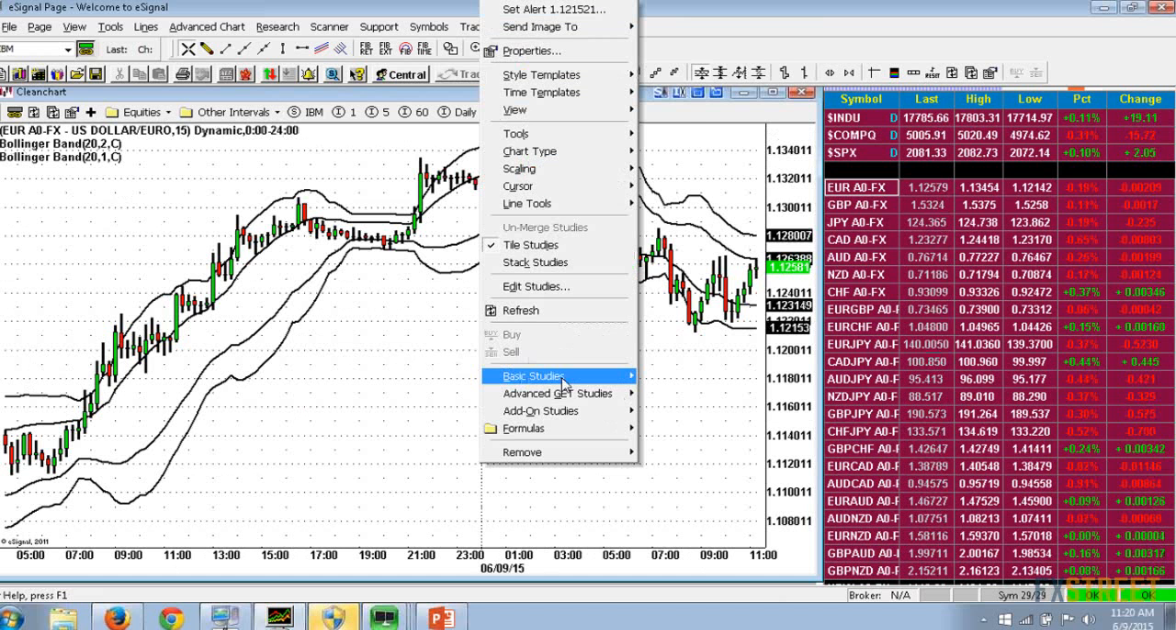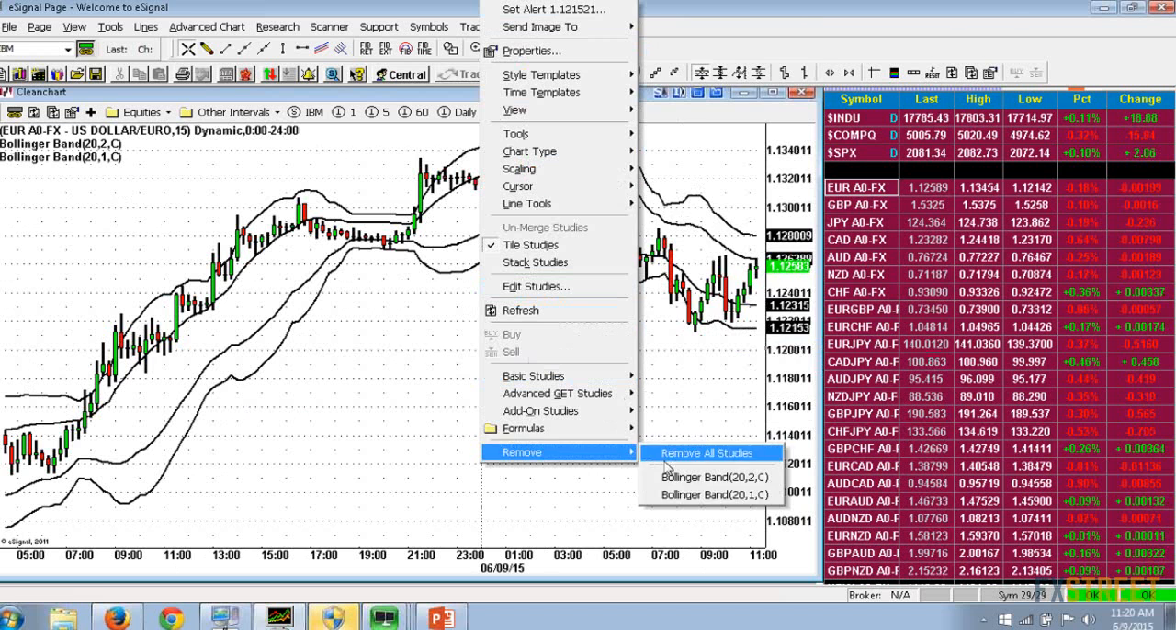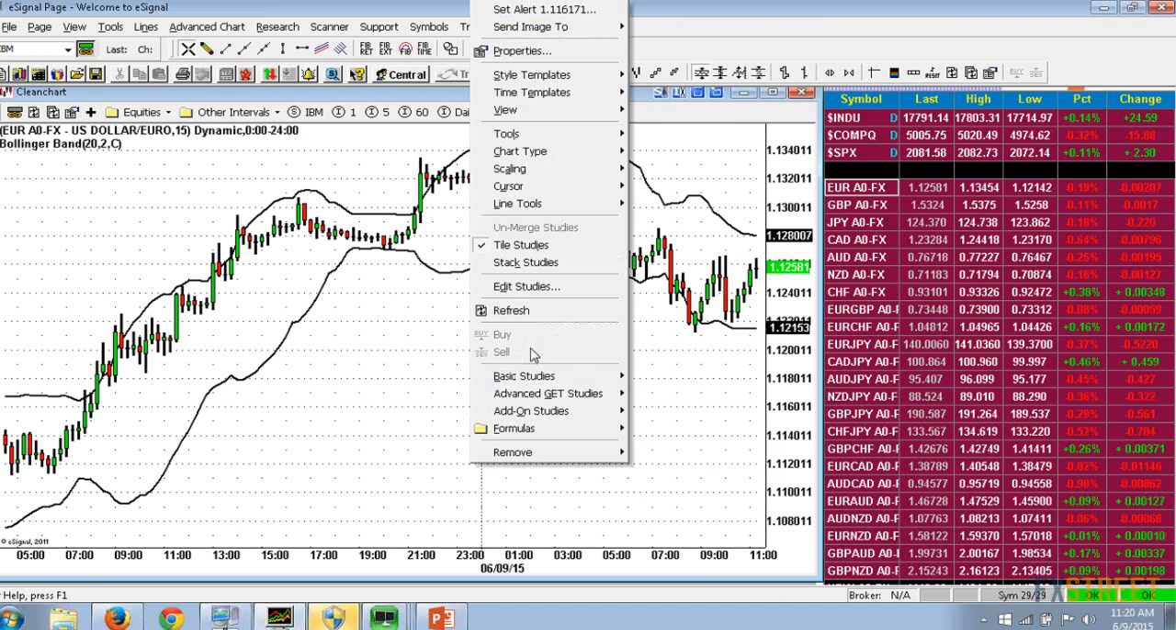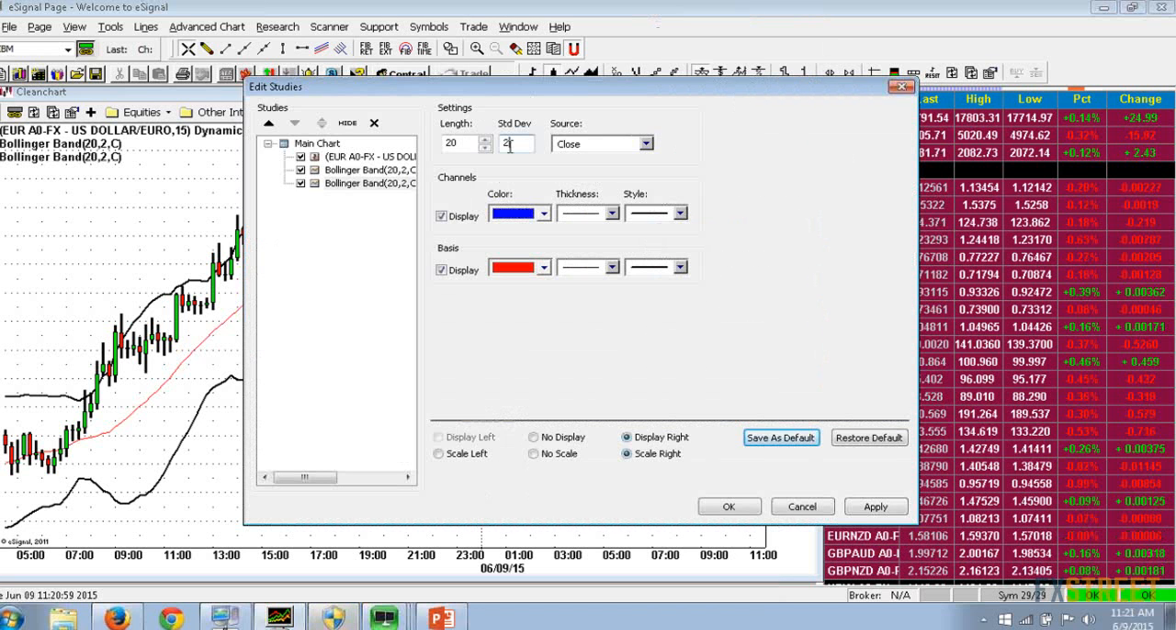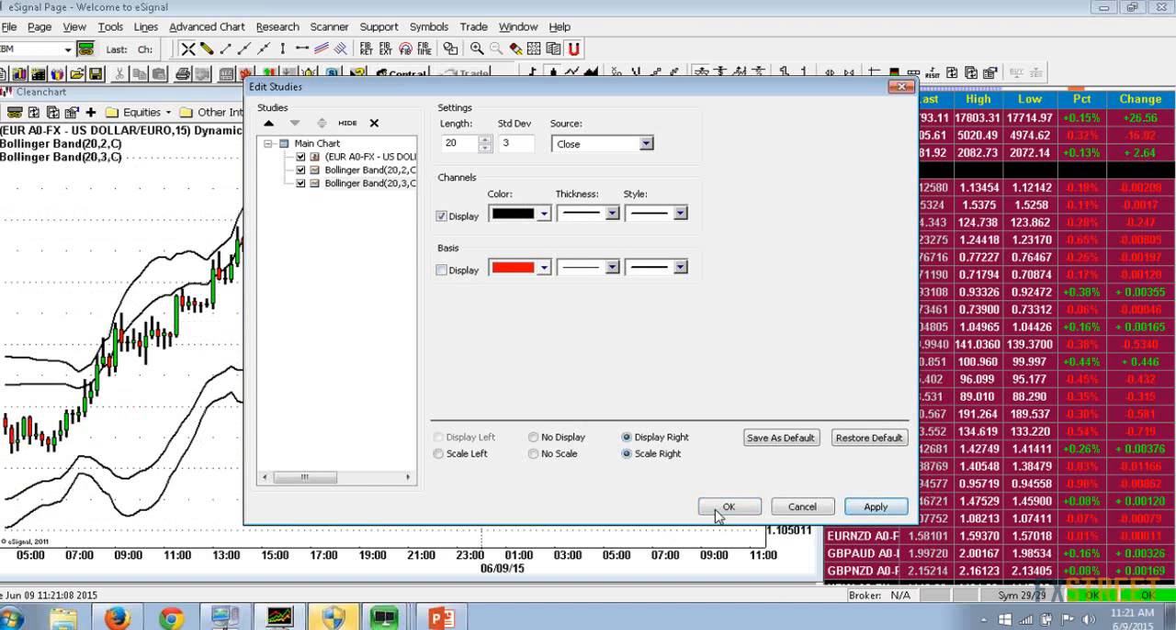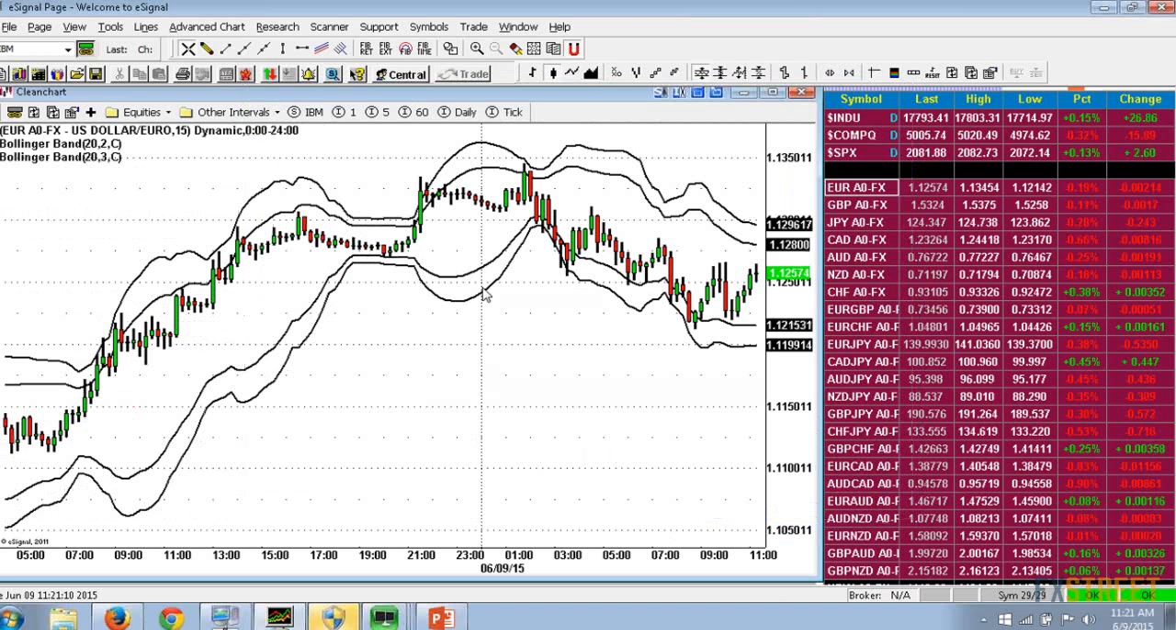But if we want to trade on an intraday basis, we look at the 15-minute charts, and instead of using the 20 period 1 standard deviation Bollinger Band, we want to remove the 1 standard deviation Bollinger Band, and we want to add in the 20 period 3 standard deviation Bollinger Band. So that's what we use when we are trading shorter term charts.